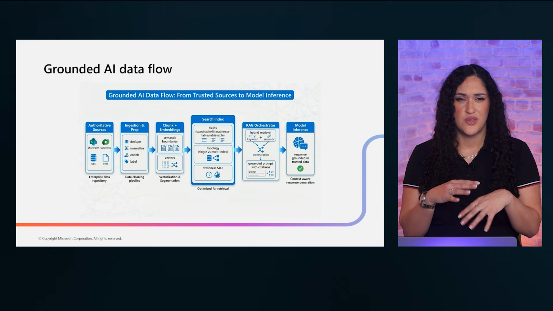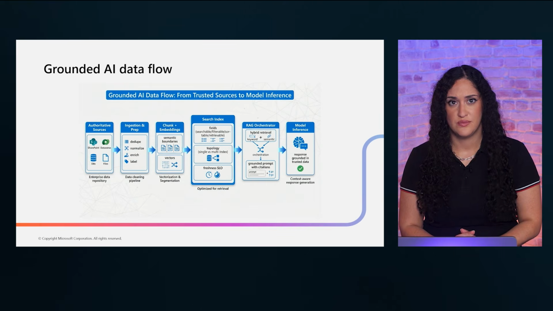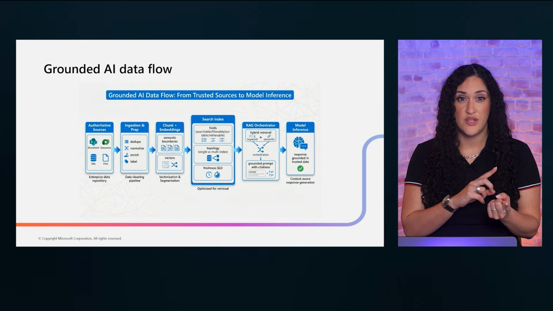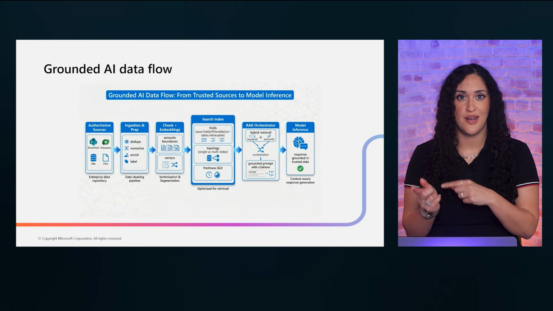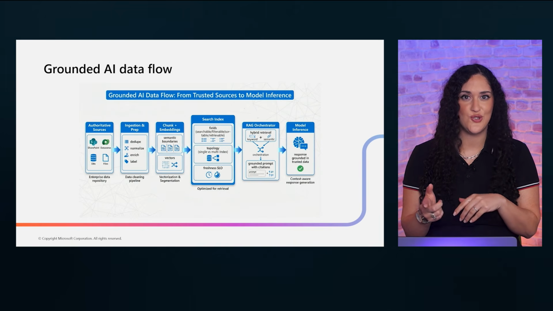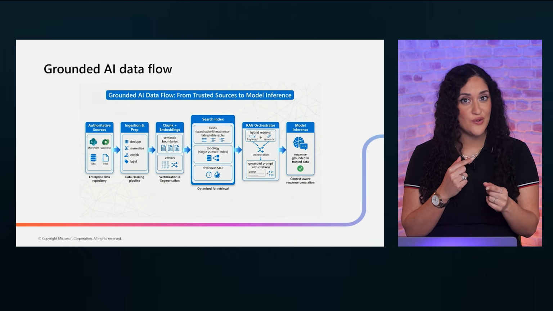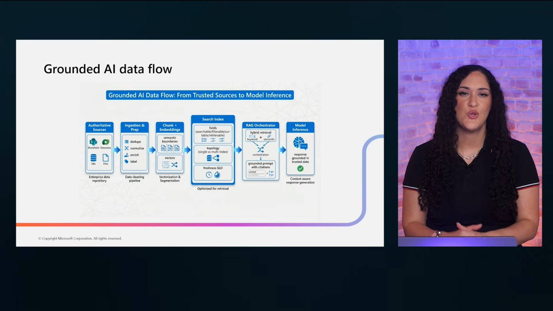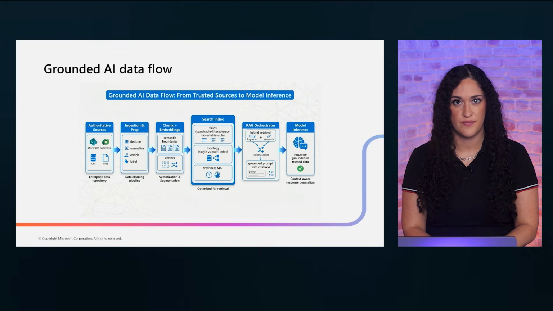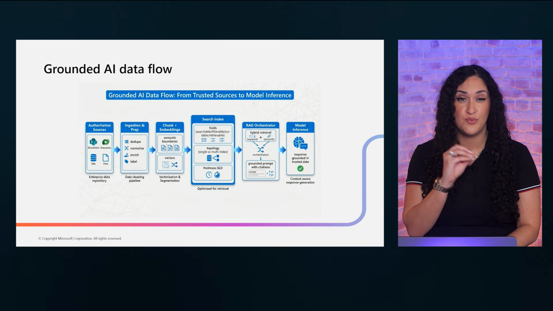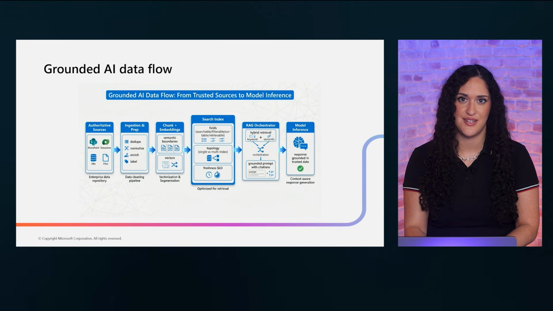This diagram shows the complete grounded AI data flow. Follow the path from authoritative data sources through ingestion, chunking, and embedding generation, into the search index through retrieval, into the grounded prompt, and finally to the AI-generated response. This awareness is essential for maintaining production AI systems.